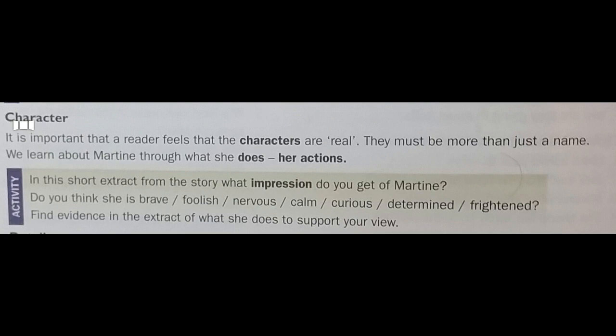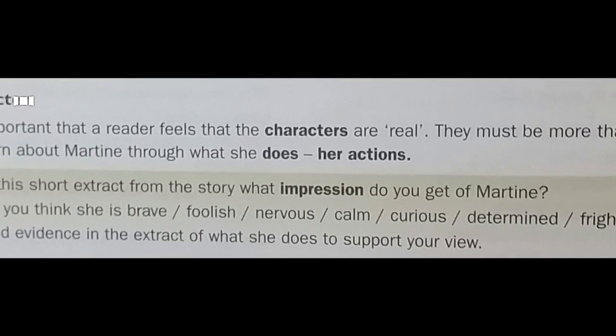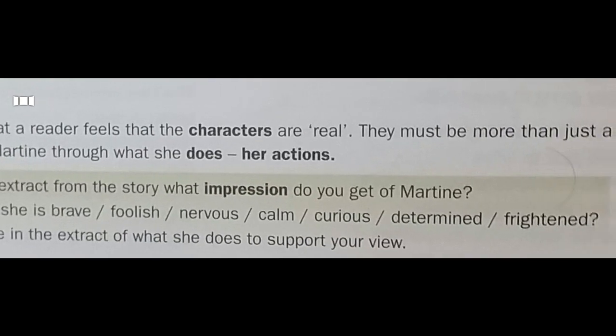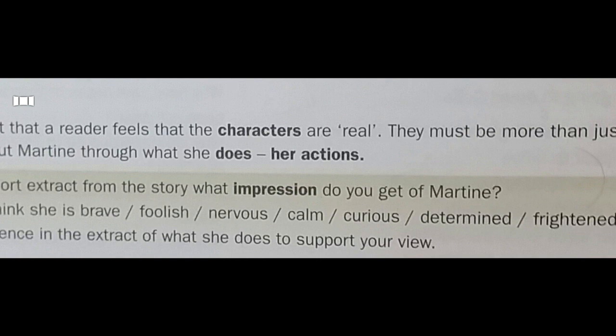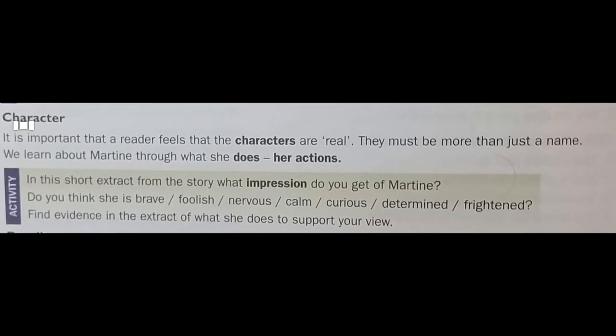Like what? We know that Martin was orphaned. She is living with her grandmother, and she has no father and mother. Okay, and we also learn from her actions that she is a brave girl, maybe calm, curious, determined. Also brave, foolish. From the actions that this character made, we can feel that this character is a real character.